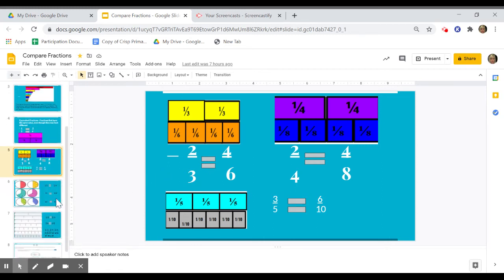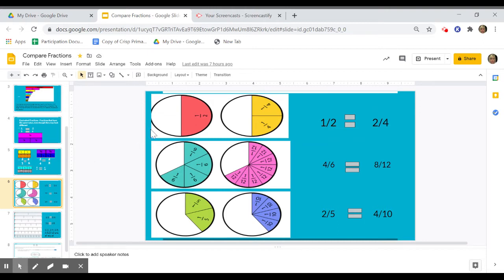We also use circles. 1/2 is equal to 2/4. If you took this circle and placed it on top of this circle, yes, they would be the same. Same with this circle. If you took this circle, 4/6, and stacked it on top of this circle, yes, they would be equal. So 4/6 is equal to 8/12. 2/5 is equal to 4/10. The fractions do look different, but they represent the same amount.